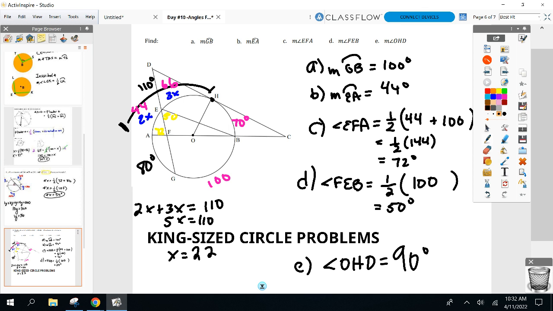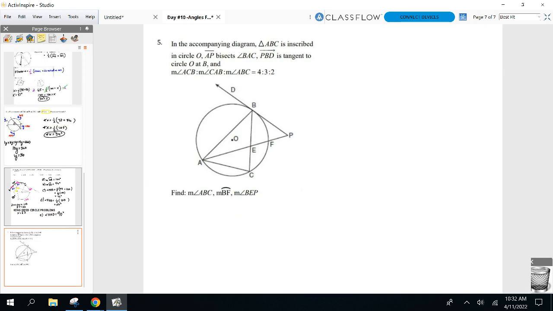Any questions there? Your first king-size circle problem. Not that bad. Okay. Anybody want to ask anything? Because one doesn't make you great. You need to be fed a little more here.